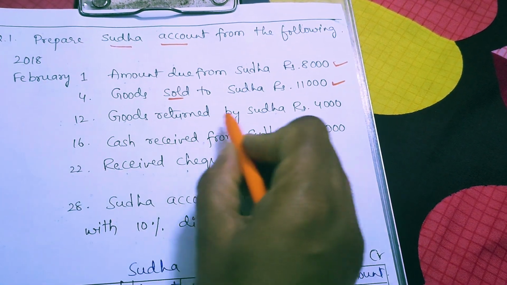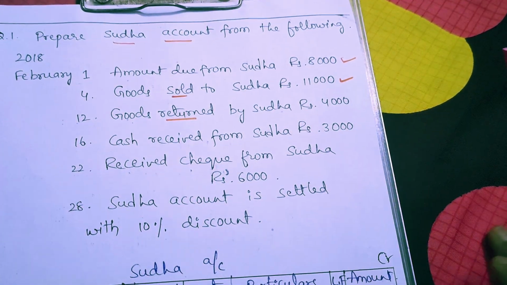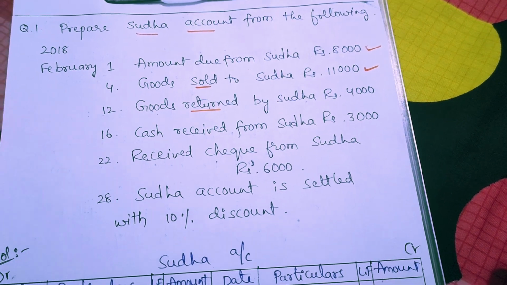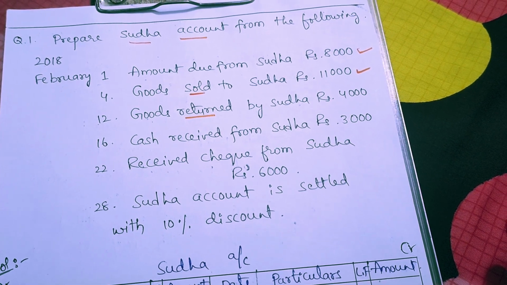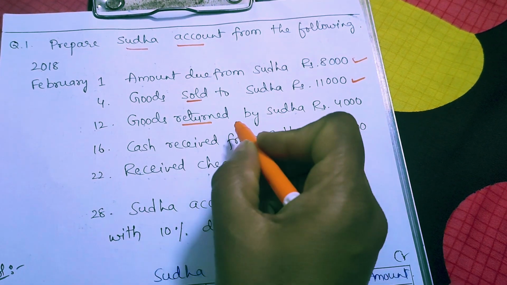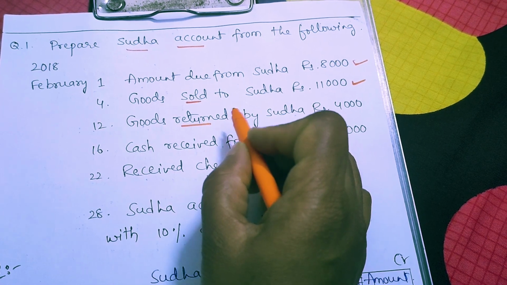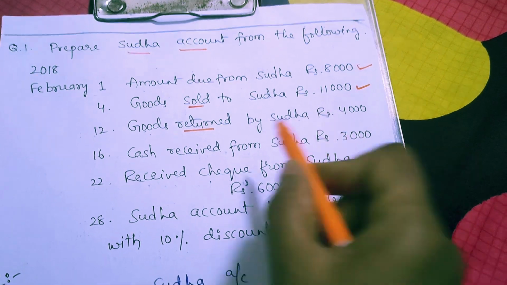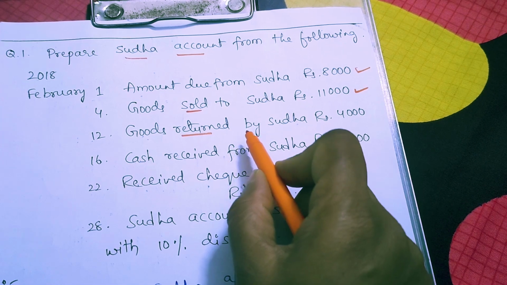12th date, goods returned by Sudha. Returns are of two types. One is purchase returns, the other one is sales returns. So which type of return is it? How to determine? I told you in the previous lecture. Easy way: after returns, if 'to' is mentioned, that is purchase returns. If 'to' is not given, that is sales returns. So after returns, 'by' is there. So 'to' is not there. So this is sales returns.